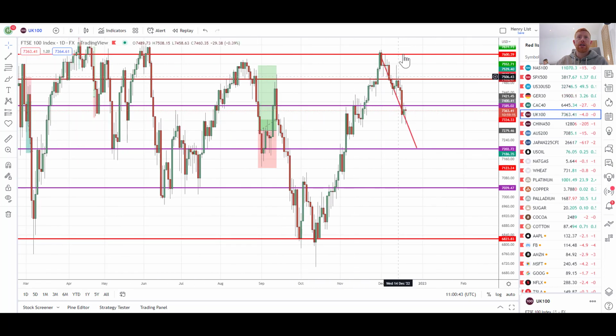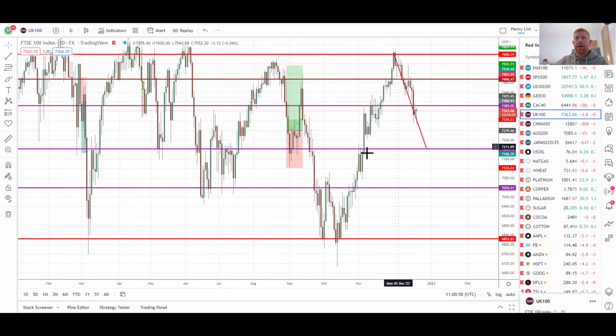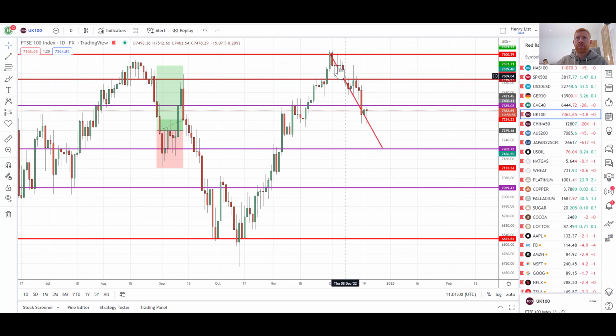UK 100. Now I want the UK 100 to come down to this level before I'm looking to buy it. This is very no man's land at the minute. Yes, I have a little double bottom at this particular point, but for me, it's a very, very soft level. This horizontal is a much better one. So if it comes down to there, potentially looking at that as a trade.